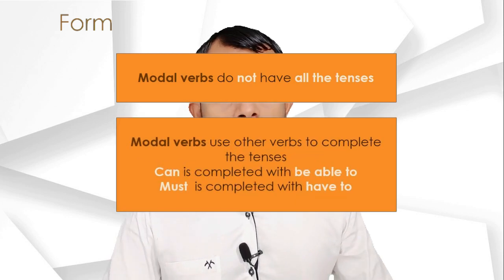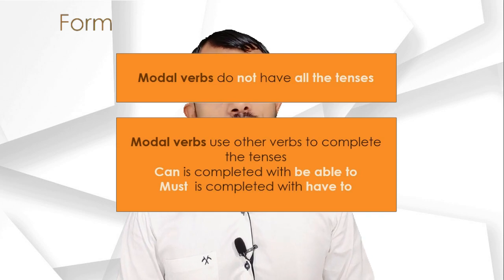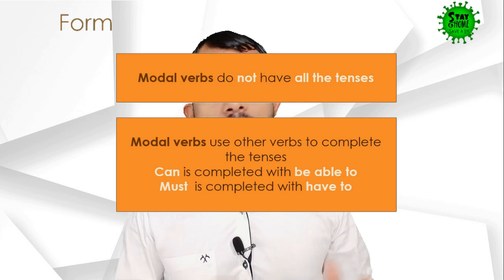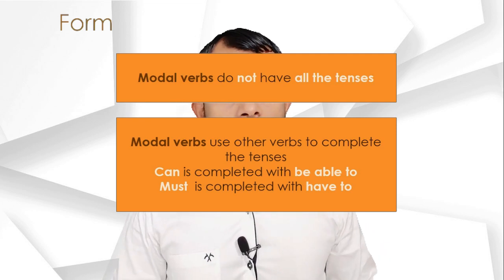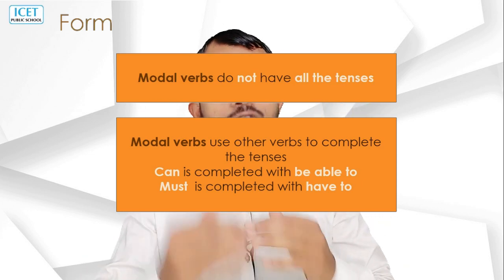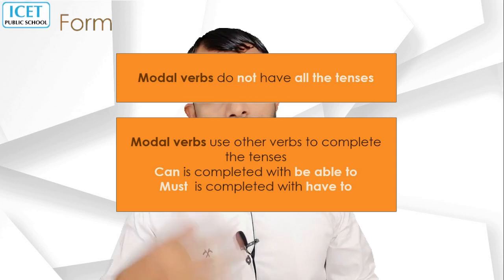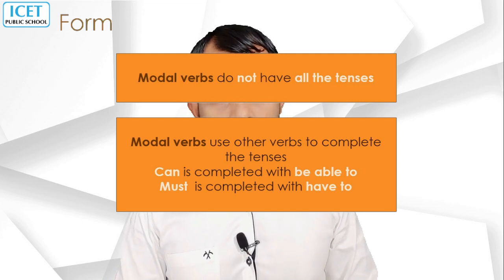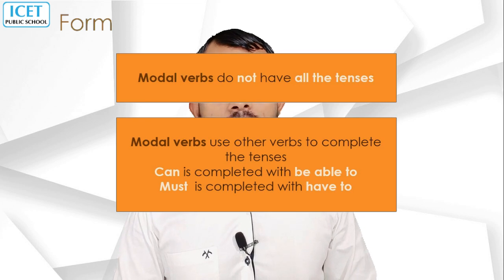Modal verbs use other verbs to complete the tenses. So it can't use can only. We can't use can, cans, canning, can't, no. So it will use the help of other verbs to complete the tense. In order to convey that meaning in that tense, we use other verb forms accordingly. Example: can is completed with be able to, must is completed with have to.